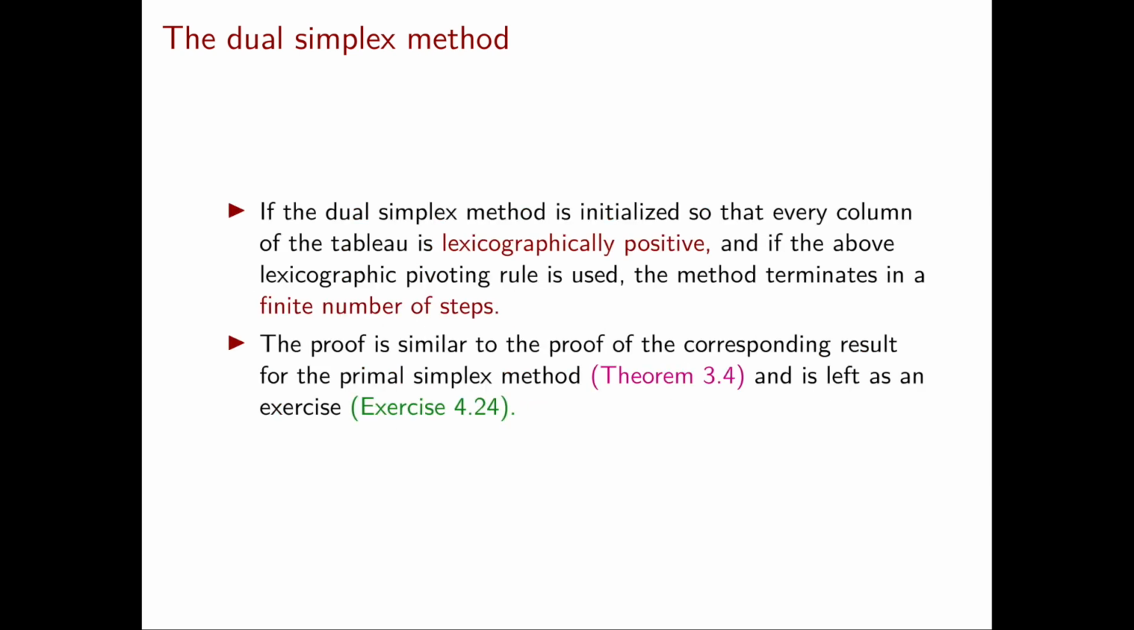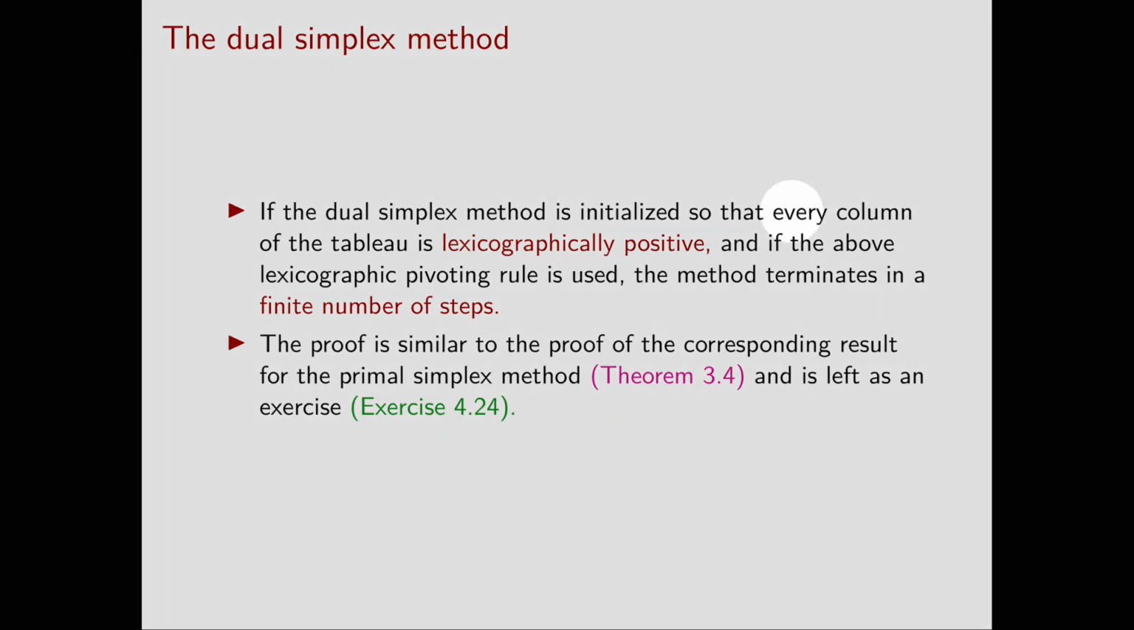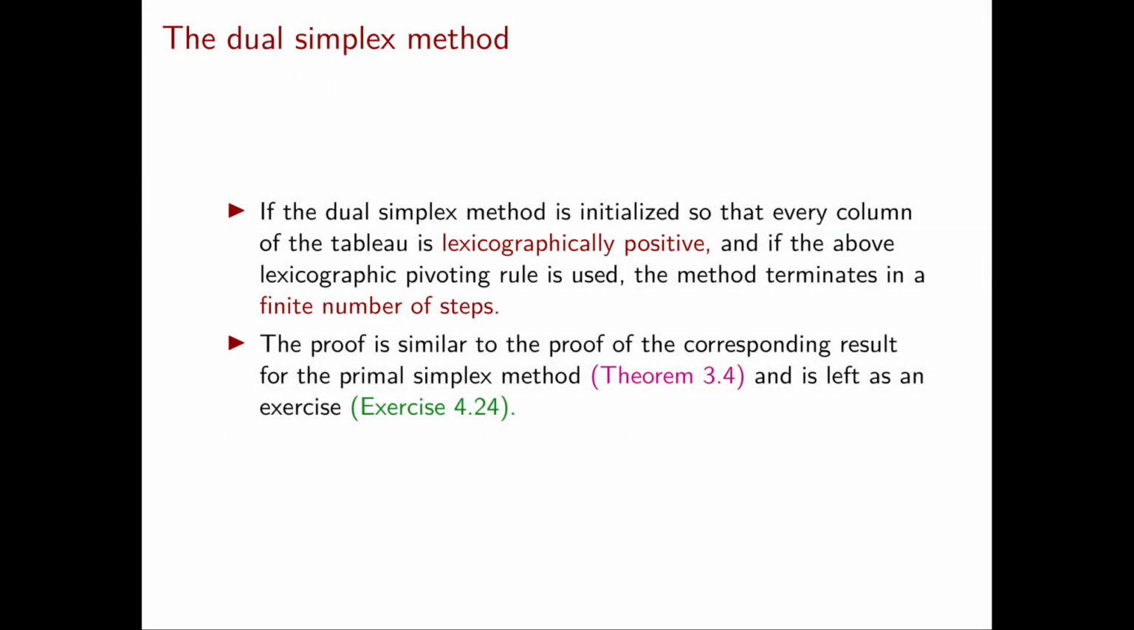Also for the lexicographic pivoting rule for the dual simplex method, we need to initialize the simplex method in a specific way to avoid cycling. Namely, we need that every column of the tableau is lexicographically positive. In this setting, the lexicographic pivoting rule guarantees termination in a finite number of steps. The proof is largely similar to the one that we saw for the primal simplex method in Theorem 3.4 and is left for you as an exercise.